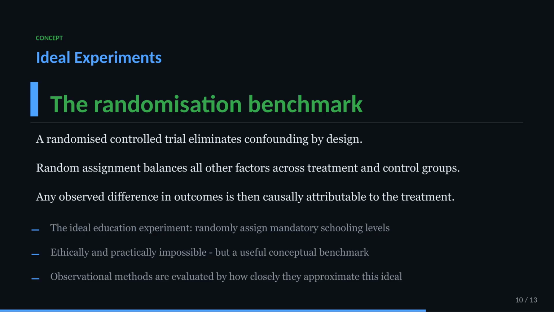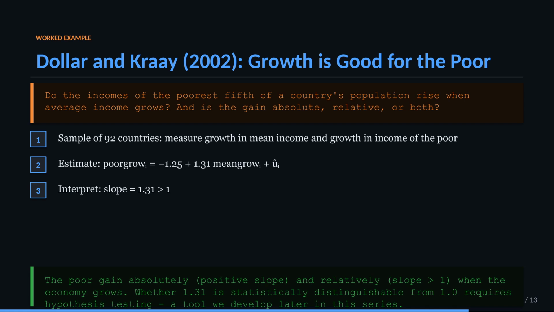To make this concrete, consider the Dollar and Kraay study on whether growth is good for the poor. They examine whether the incomes of the poorest fifth of the population rise when average income rises. Their estimated relationship is poor growth equals minus 1.25 plus 1.31 times mean growth plus an error term. The key coefficient is 1.31. A positive slope tells us that when the overall economy grows, the incomes of the poor also rise.